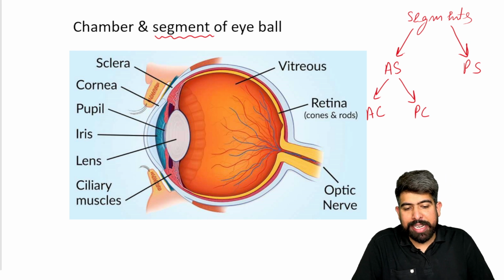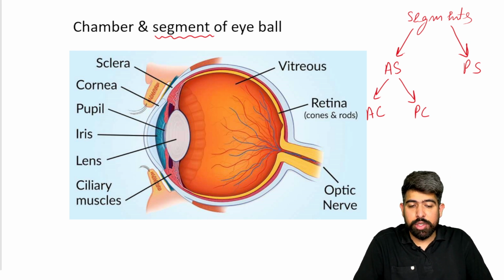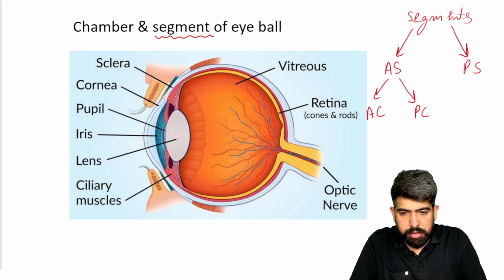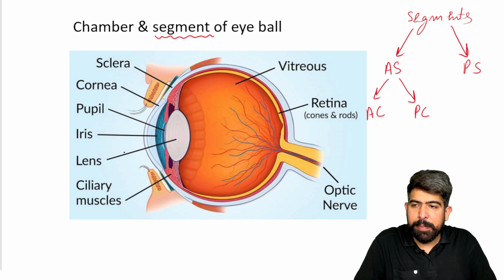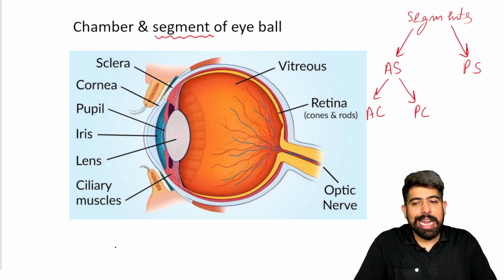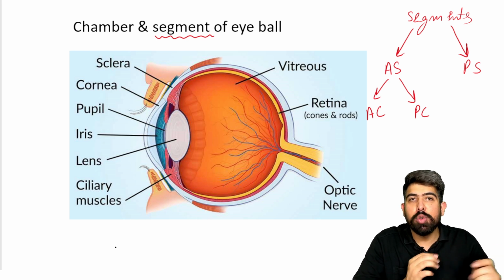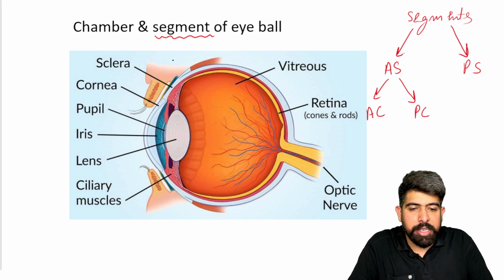So how it is divided and which structures are included in it, we have to talk about it. Just draw with me, you will understand it. As I have to divide anything into two parts, I have to take a particular landmark so I can divide it into two parts. For making the segmental landmark, I have to take the lens as the landmark.